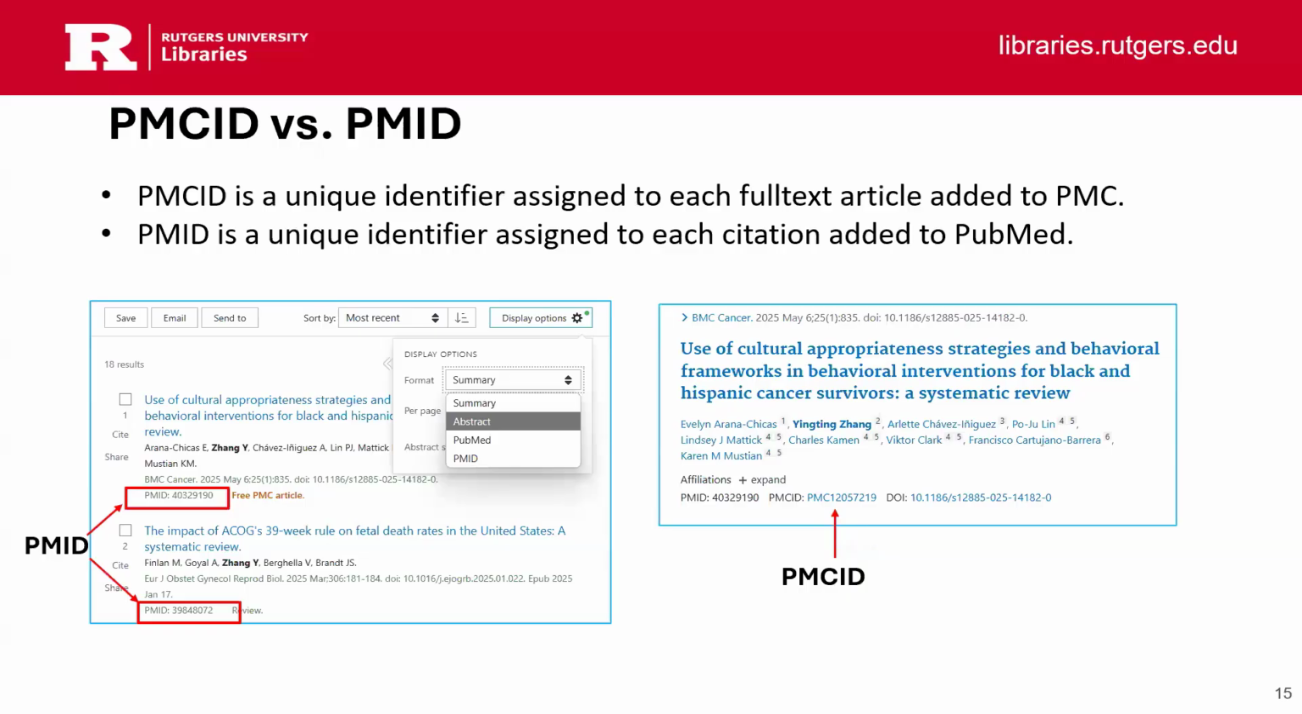So this is to show you the differences between PMID and the PMCID. The PMID is the unique identifier assigned to each citation that is added to PubMed, the database. It is distinctly different from the PMCID. The PMCID is a unique reference number or identifier that is assigned to every full text article that is accepted into PubMed Central. PubMed Central is a repository, not a bibliographic database like PubMed is.